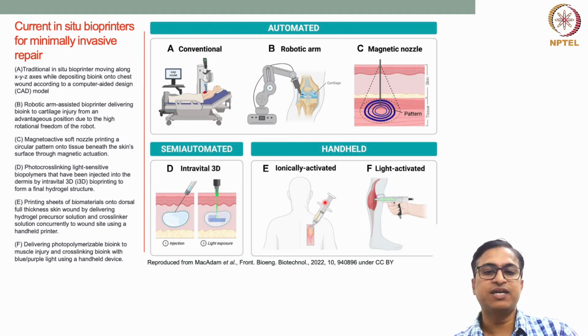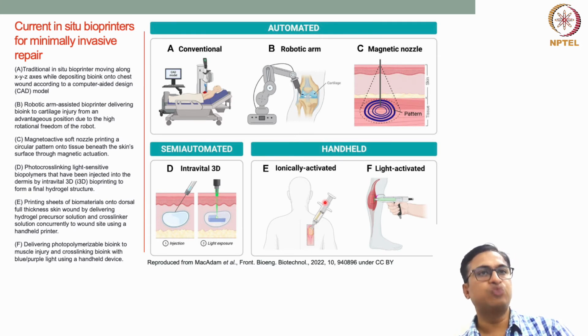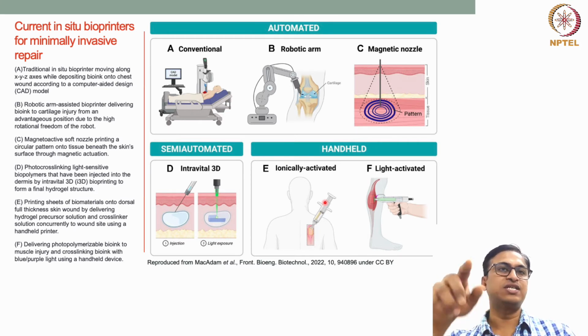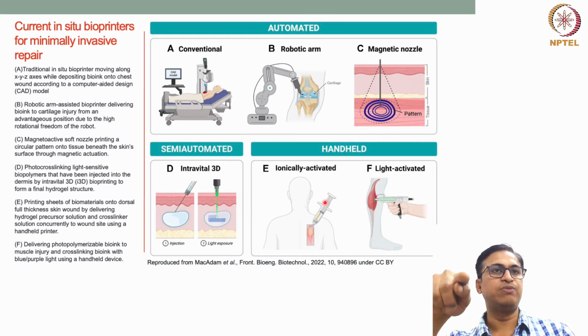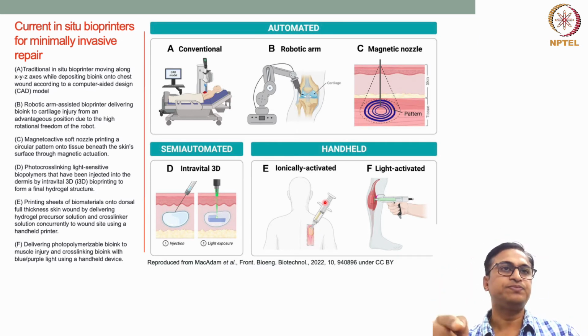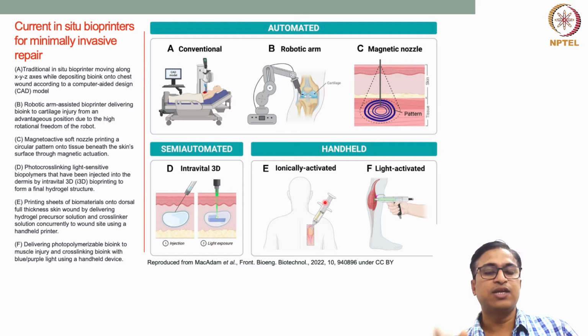So these are some examples of how different types of bioprinting technologies can be employed for printing structures at different anatomical locations. Whenever it is on the surface where it is easily accessible, a conventional bioprinter can be used. A robotic arm can be used wherever a high degree of movement, freedom or rotation is required for the bioprinting, for the bioprinting nozzle or the print head.